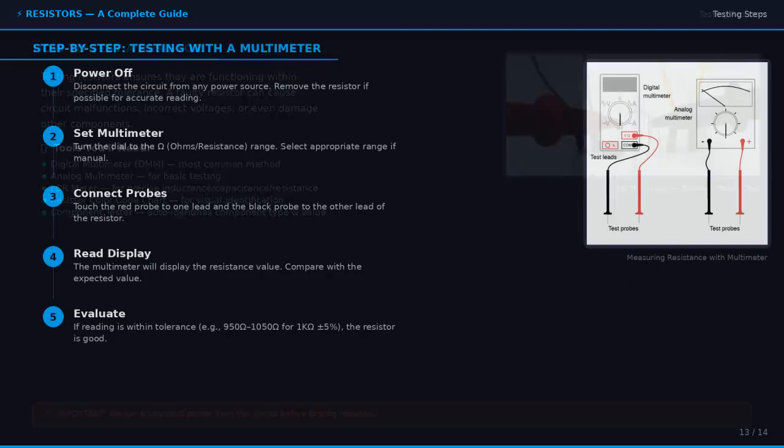Here is the step-by-step testing process. Step 1. Power off and disconnect the circuit. Step 2. Set your multimeter to the ohms range. Step 3. Connect the probes to each lead of the resistor. Step 4. Read the display. Step 5. Compare with the expected value. If it's within tolerance, the resistor is good.